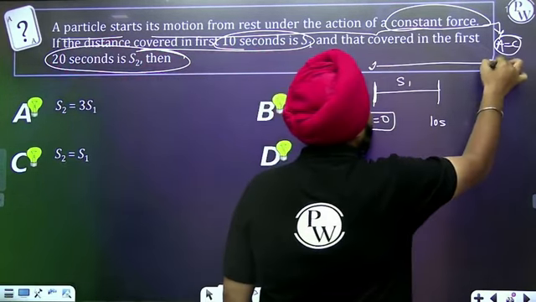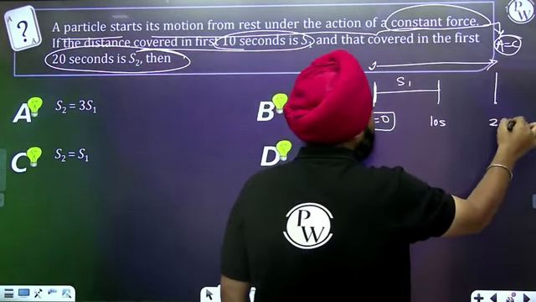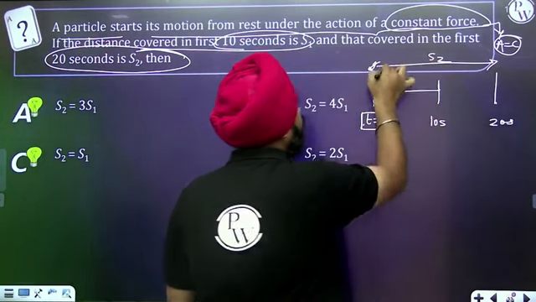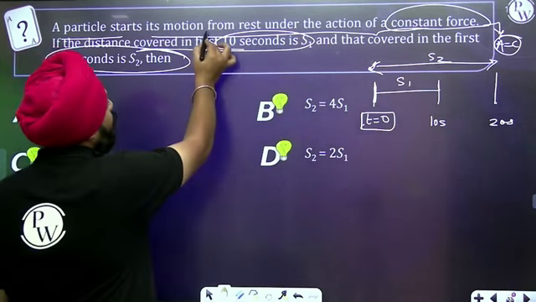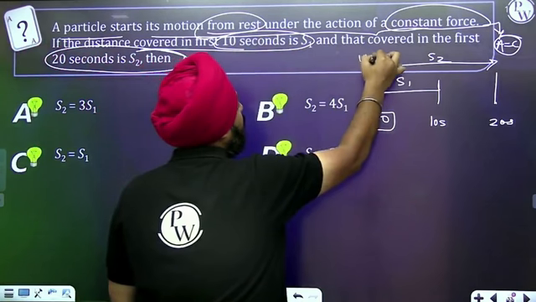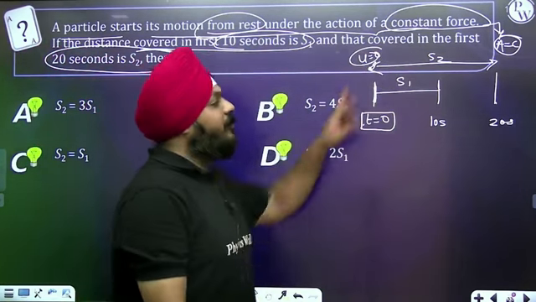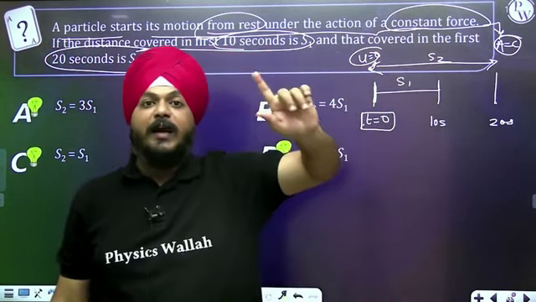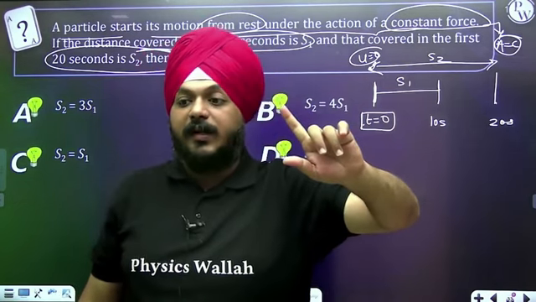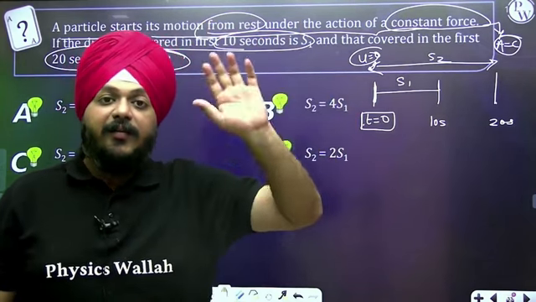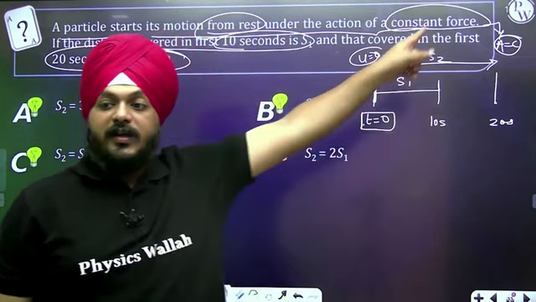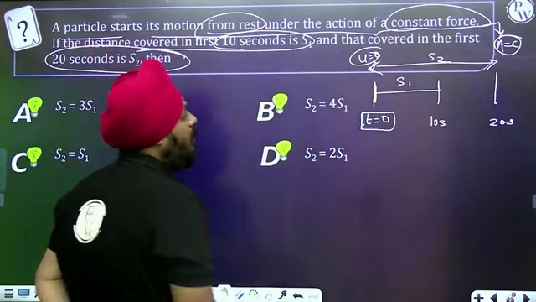In the total 20 seconds, it is covering the distance of S2. And how can we say what is the relation between S1 and S2? It starts its motion from rest, u is equal to 0. Constant force: the equations of uniformly accelerated motion are only applicable in cases where the acceleration is constant. So here it is mentioned that acceleration is constant.